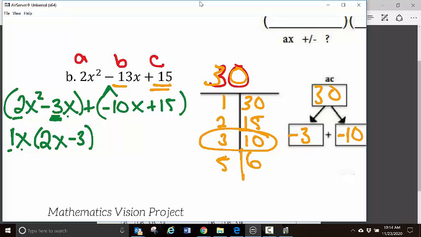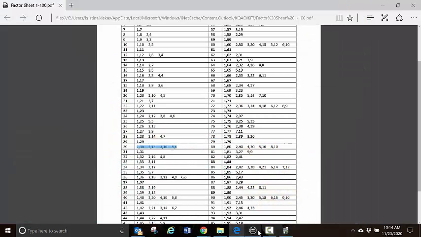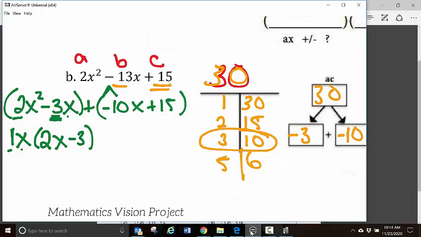Now let's look at negative 10 and 15. Again, go to your chart. Negative 10 or 10 and 15, the biggest number they have in common is a 5. So I'm going to take out a 5, and I'm actually going to take out a negative 5 because the goal is to have this piece match what's left in this piece. And if we didn't take out the negative, it would stay inside and they wouldn't match.